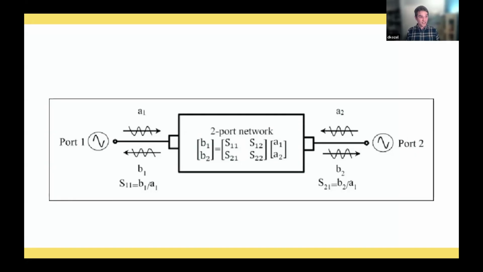A2 should be really low as well. We're hoping that there's not really anything coming back from your antenna, unless of course you're receiving, but let's consider transmit. And B2 should be really big. Most of the power we put into the coax should be going out the other side.